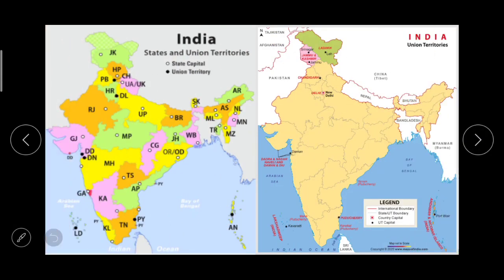Next to this, here on the map now, again you can see the states and union territories of our country, and the union territories and their capitals. For example, here you can see New Delhi and the capital is Delhi.